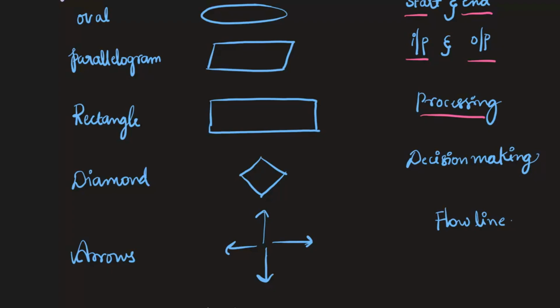Like in the above one, we have calculated the average. That is sum divided by total number. So this is the processing. Next is diamond. Diamond is what we use to make decisions, like in if else. The arrows are used for flow line, like which process comes after which. So for that purpose we use the arrows.